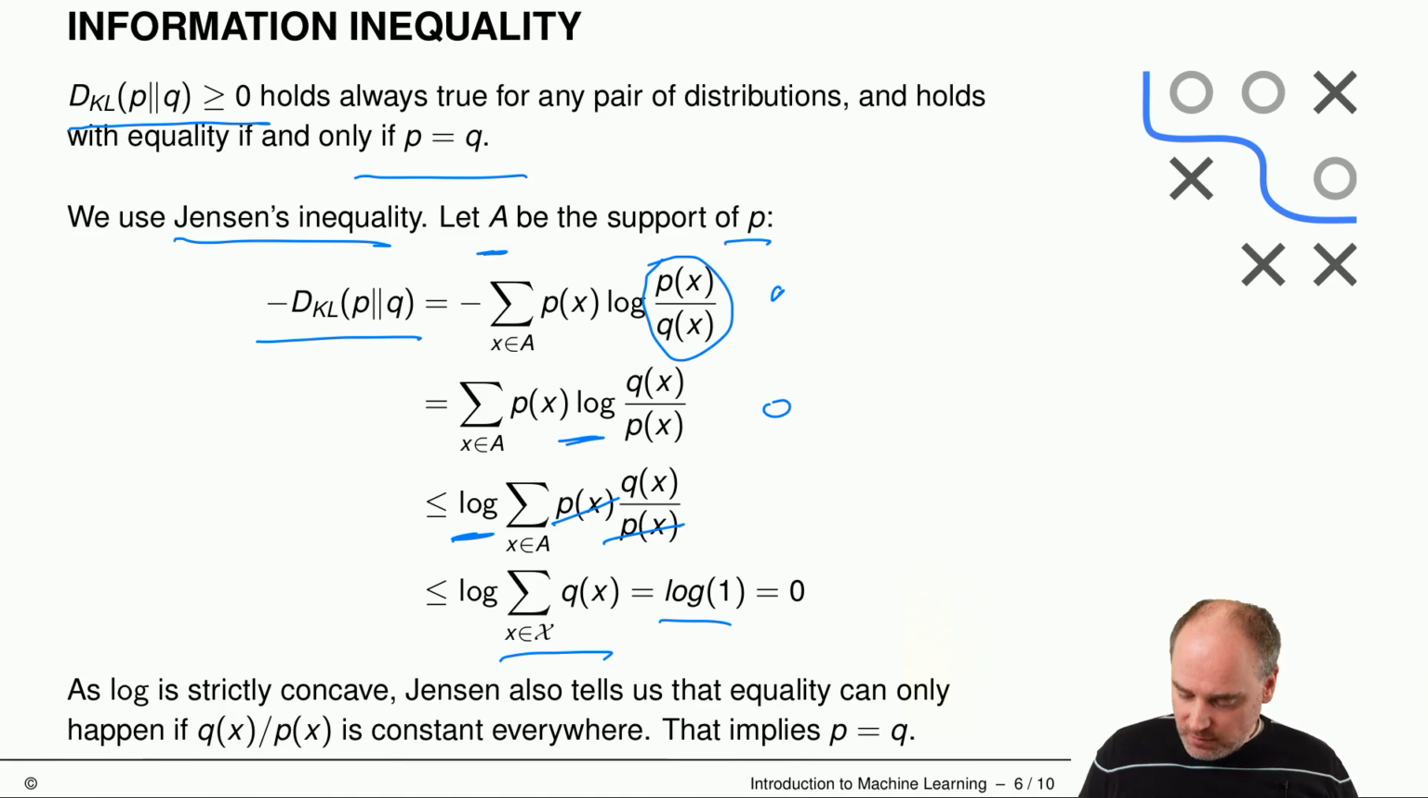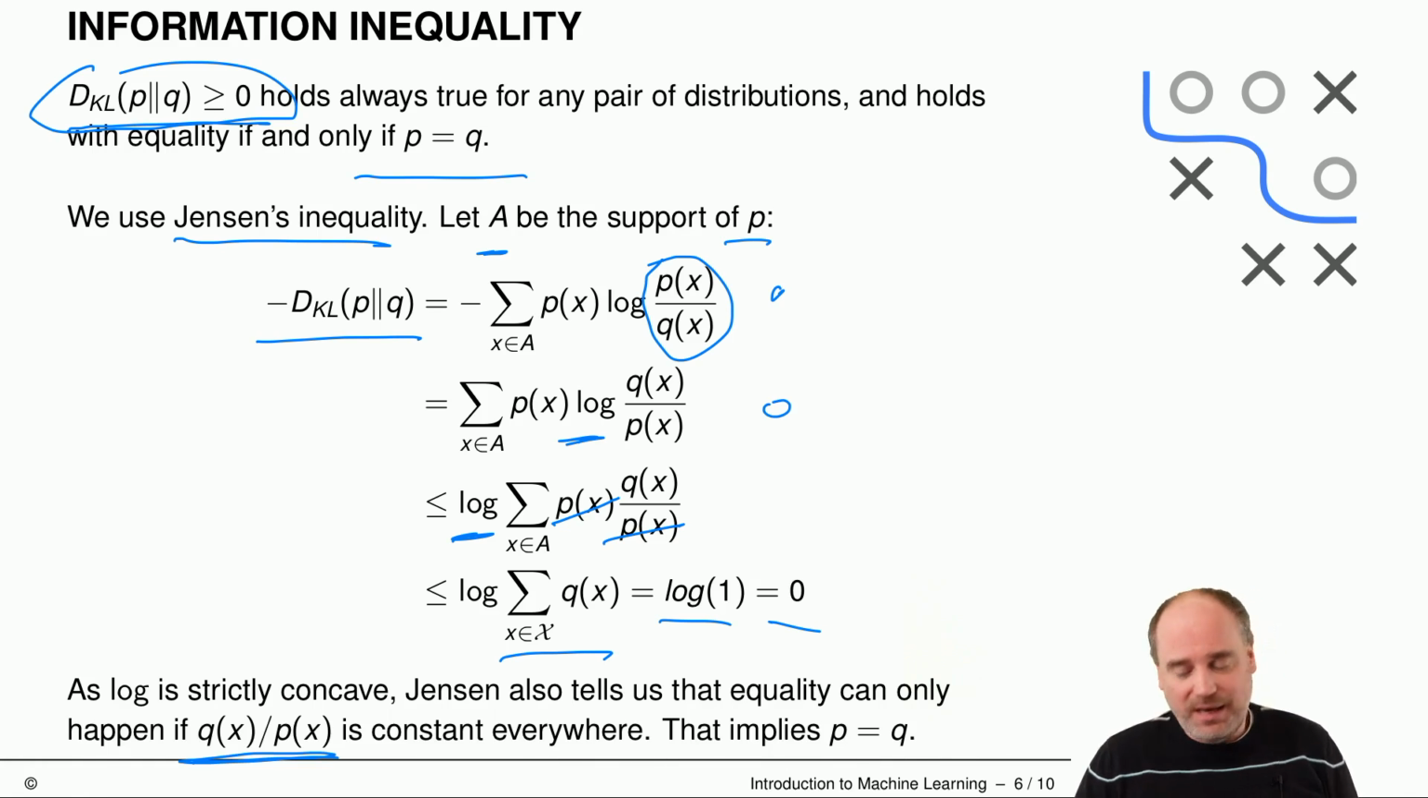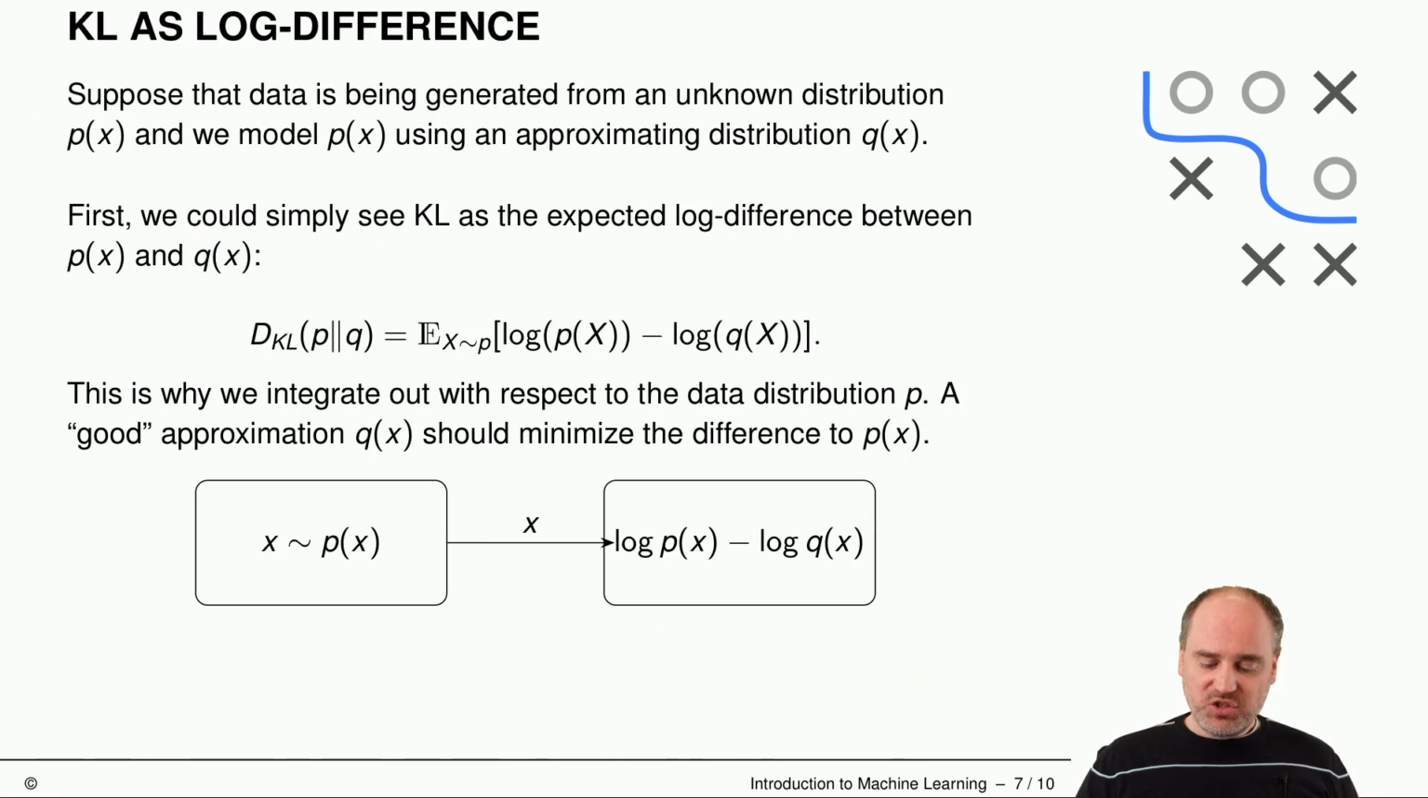And we end up with log of 1, which is 0, which means we now know that minus Kullback-Leibler is less than or equal to 0, which means Kullback-Leibler itself is equal or larger than 0, and that was exactly what we wanted to show. As log is also strictly concave, we know from Jensen's inequality that equality can only happen if this quotient here, Q divided by P, is constant everywhere. And that can only happen if P equals Q, because both are densities. And yeah, I've written this down here for the discrete version, but it works exactly the same for the continuous case. Okay, great. So let's move on to further interpretations now of Kullback-Leibler.